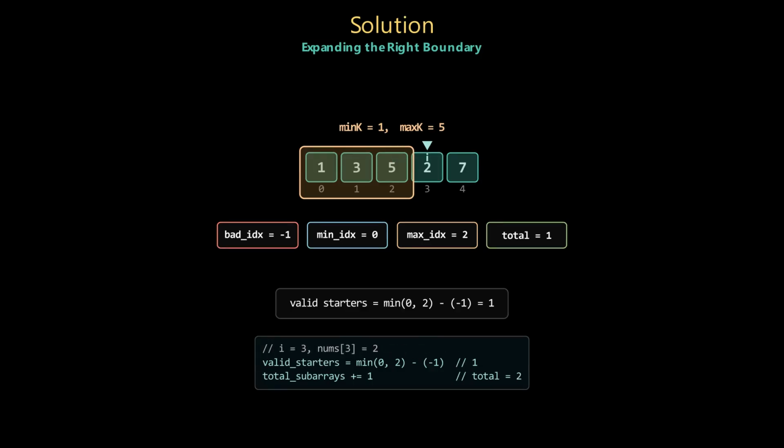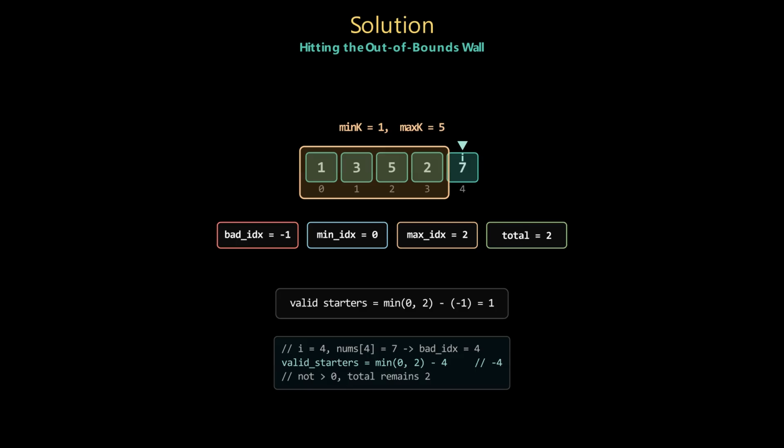Moving to index 3, we encounter a 2. It's safely within our limits, so no trackers change. This means the exact same starting position at index 0 remains completely valid. It stretches out to form a second valid subarray ending right here.